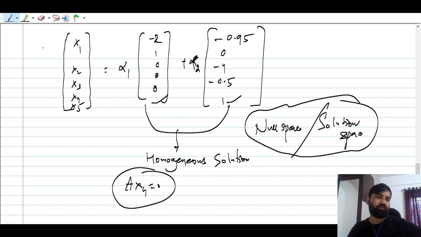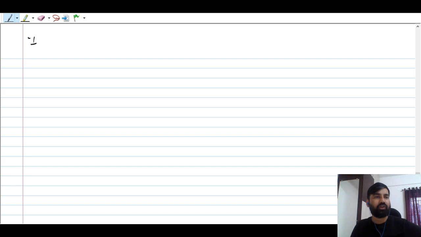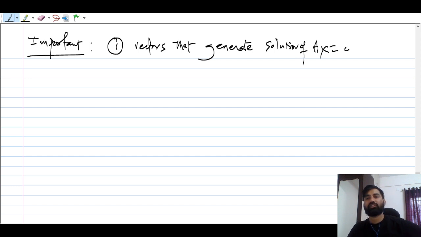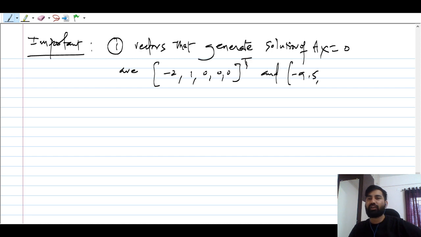Once you have got this, there are some important points to remember. Number one, the vectors that generate, or span, the solution of AX equal to 0 are minus 2, 1, 0, 0, 0, and you can put the transpose here so that you can write them as a column vector, and minus 9.5, 0, minus 4, minus 0.5 and 1. These are the vectors that generate the solution of Ax equal to 0.